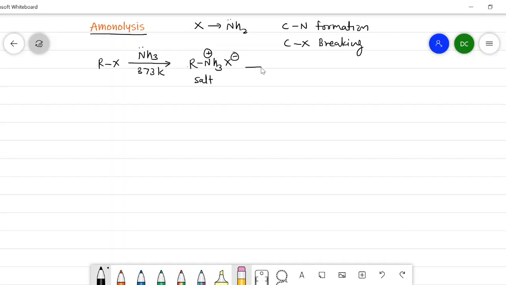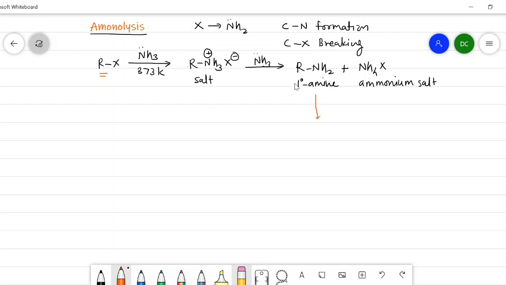Then this alkyl ammonium salt in the presence of ammonia gives RNH2 plus NH4X. Here RNH2 is the primary amine and NH4X is the ammonium salt. Now, if this RX is in excess, then what happens? If the alkyl halide is in excess, then it reacts with the product of the first step, that is the primary amine.